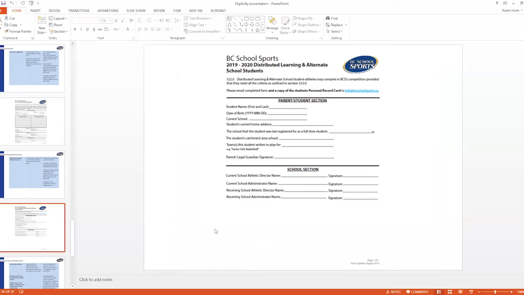The other thing of note, if you are submitting one of these on behalf of a student, you're signing it, and they're going to play more than one sport for you in a given year, all of the sports can be listed on the form, just making sure that the age and the level of sport are included as well. So for instance, we've got senior basketball, not just basketball, so we know what level to put them into.